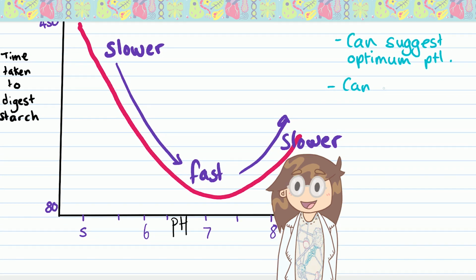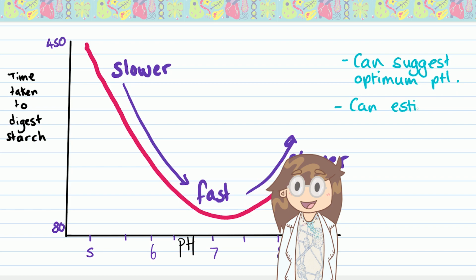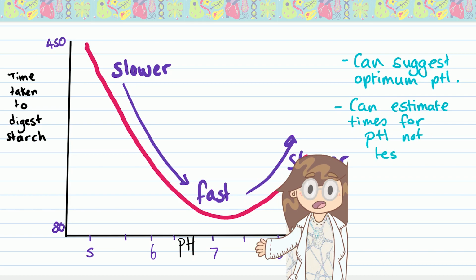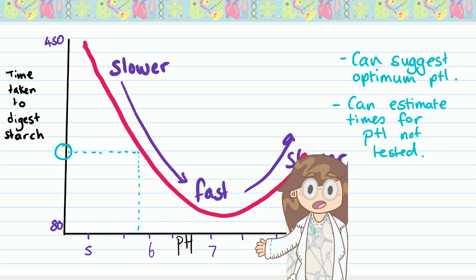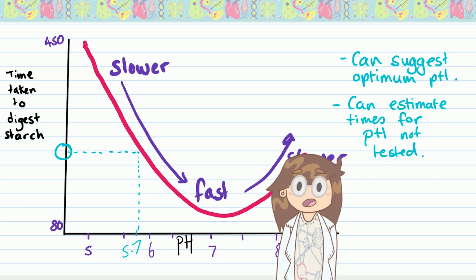And you can also use this to estimate the time taken for a pH you haven't tested. So if I take a random pH, say 5.7 for example, and I find 5.7 on my x-axis, I go up with my ruler until I hit the gradient, until I hit this line we've drawn, and then I'll go read off the y-axis the time it would take. Those sorts of questions have come up in exams before, and it's a skill that you especially need to be able to do if you are doing higher tier.